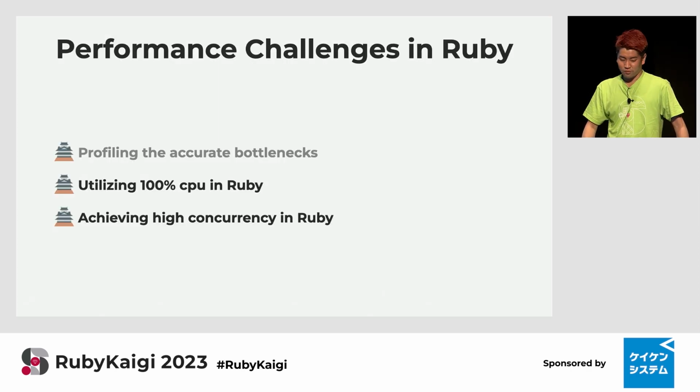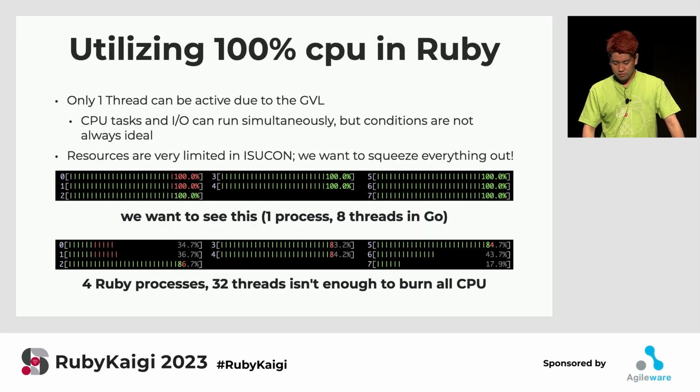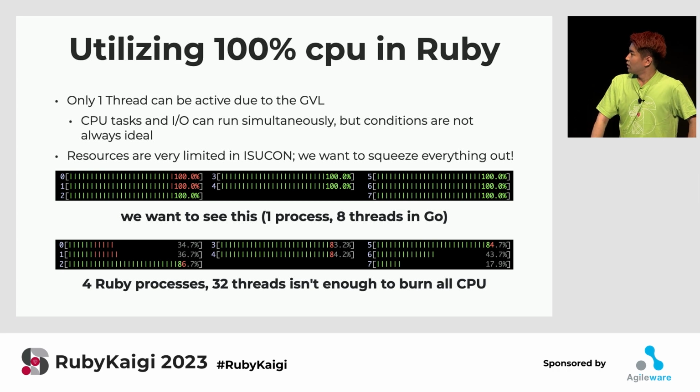OK, so I've talked about profilers. Next, let's think about utilizing 100% CPU in Ruby. As I said, only one thread can be active due to the GVL. Since we don't have many CPU resources in the contest, ISUCON, just as I said, we have only 3 VMs. We can't scale out. We want to use the CPU as much as possible if we need to.